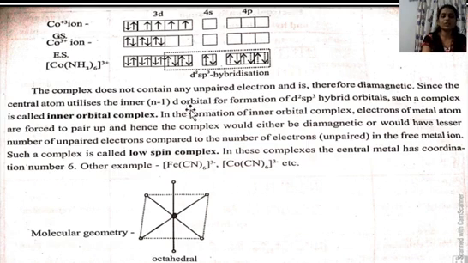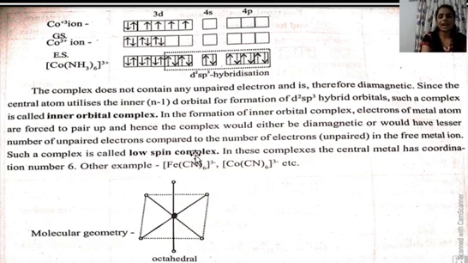The d orbital utilized by the metal to form bond with the ligand is the inner orbital, like n minus 1 d orbital. Here for s, 4 is the n, and for d it is 3d, so n minus 1, 4 minus 1 is 3, right? So n minus 1 d orbital, that is the inner orbital, is used for formation of d2sp3 hybrid orbital. Such a complex is called the inner orbital complex. In the formation of inner orbital complex, electrons of the metal atom are forced to pair up, and hence the complex would either be diamagnetic or would have a lesser number of unpaired electrons compared to the number of unpaired electrons in the free metal ions. Such a complex is called a low spin complex.